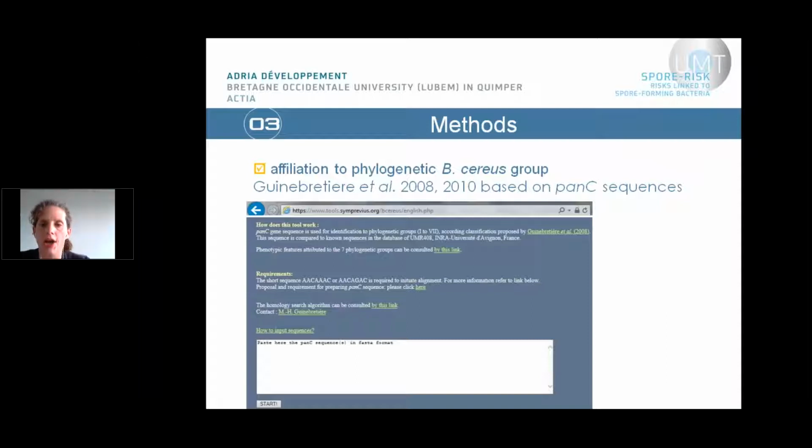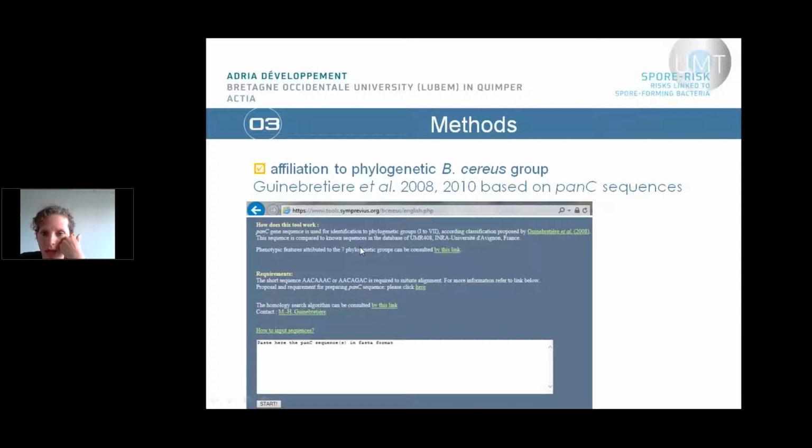Another method which I found really interesting is the affiliation of phylogenetic group. This has been described by Guinebretière in 2008 and 2010. There is one available tool that allows you to blast sequences and to determine the phylogenetic group of Bacillus cereus isolates. This is based on a partial sequence of panC. panC is found in a lot of microorganisms, but seems to be really discriminant in the Bacillus cereus group.